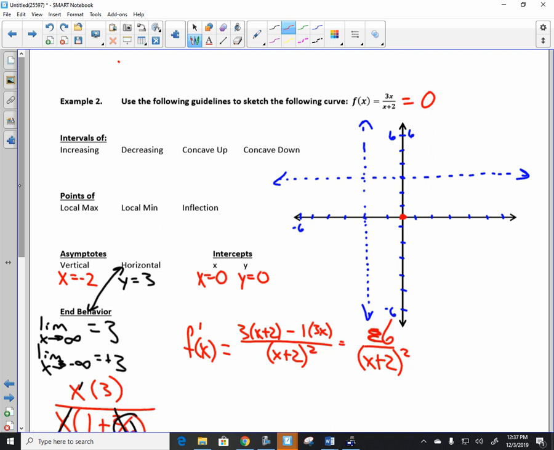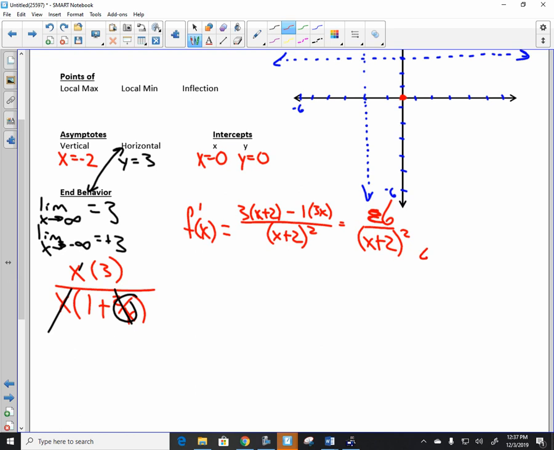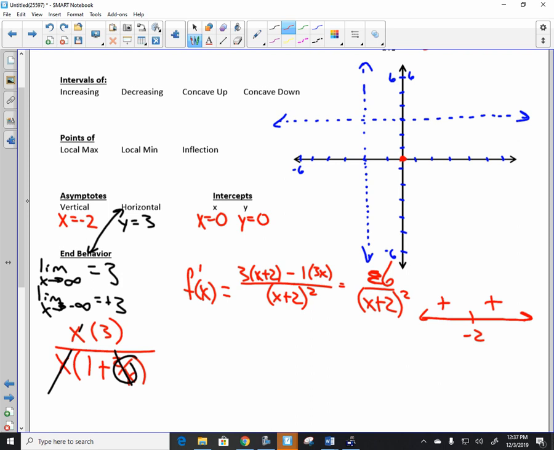What's the one spot where it does not have a domain value? At -2, it's undefined, right? Everywhere on this side it would be positive, and everywhere on this side it would be positive. But you can't say that it's increasing from -infinity to positive infinity. You must exclude -2. So it's increasing from -infinity to -2, union with -2 to infinity. Nothing happens at -2. -2 isn't part of the function. When is it decreasing? Never. Does the first derivative ever change sign? So do you have a local max or local min? No.